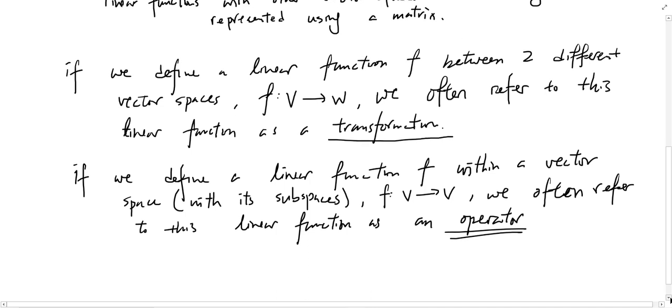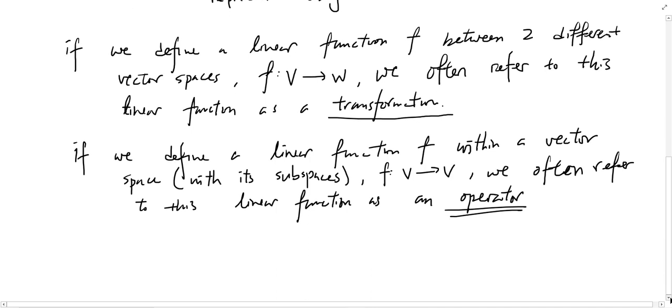Because of that, a very simple example would be this example right here. Imagine the following. Imagine I define this. I'm going to go ahead and say let P be the polynomial space.